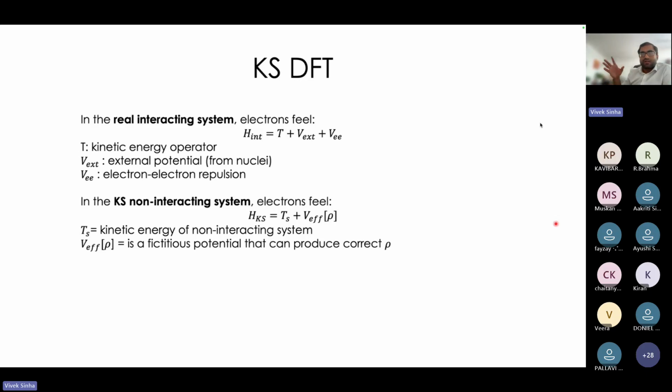Kohn-Sham said that in my non-interacting system, electrons will feel a different kind of non-interacting kinetic energy, because now they are not interacting, so the kinetic energy will be different. And for the rest of the terms, everything is a fictitious potential that will produce the same rho, the same density. This was the main approximation, or the main trick, that they played. Because if you can get the correct density, you get the ground state energy. Your orbitals may be wrong. They correspond to a non-interacting system, but you don't care so much about orbitals. You do care about them if you want to do a deep dive into the electronic structure. But if you get the ground state energy, you are solving the system, right? So this is what they did.